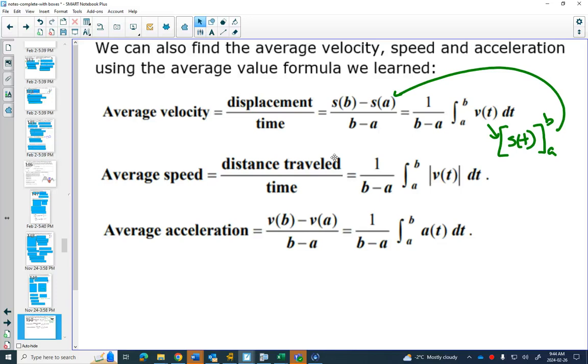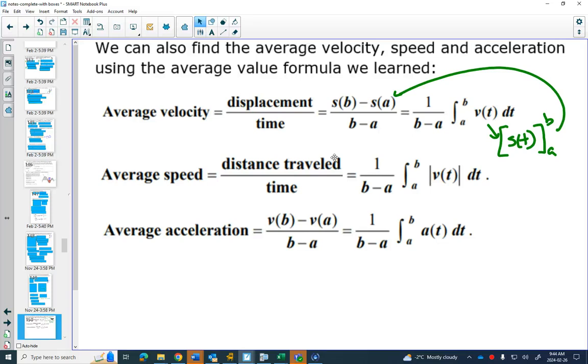You found that before. But now we also have that we can find an average of a function with 1 over b minus a, and then finding the definite integral of that function. And it's kind of neat to see that with average velocity, if you do the integral of velocity, you get the displacement function, and the definite integral means you plug in b, you subtract plugging in a, which would just be s of b minus s of a. And of course, that's divided by b minus a, so it's exactly the same thing.